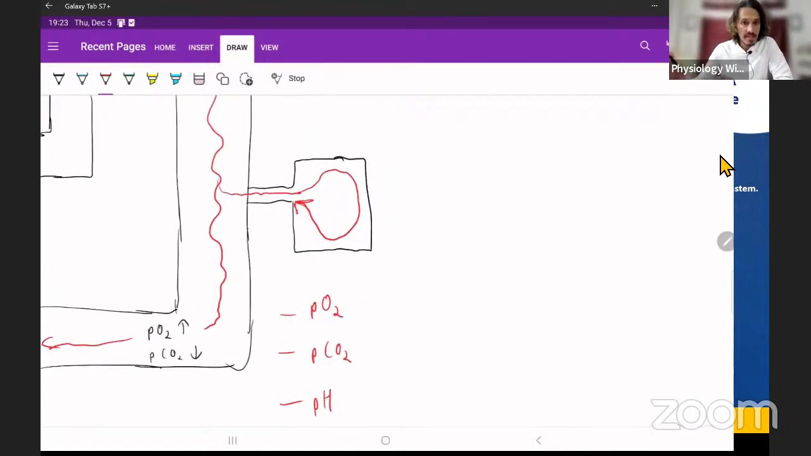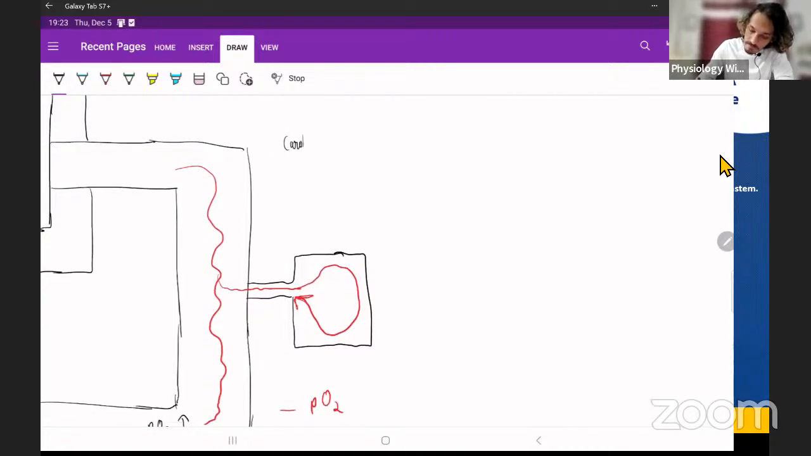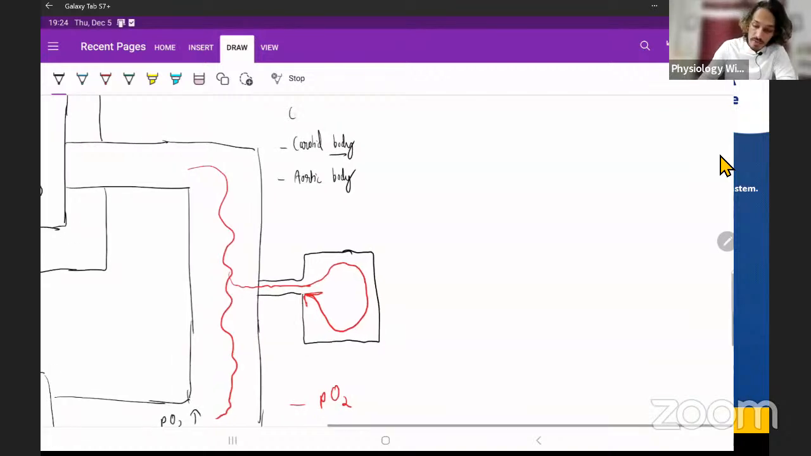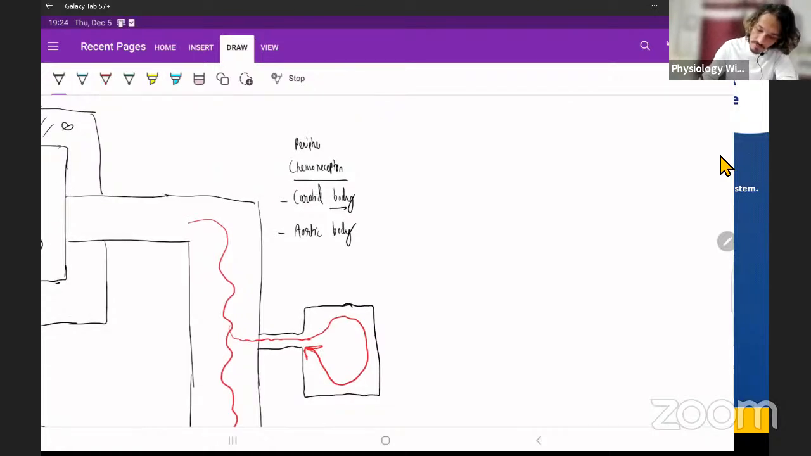Now, these bodies can be of two types, in two locations. We have the carotid body and we have the aortic body. So these bodies are chemoreceptors. Instead, if you have the carotid sinus, that is a baroreceptor. And what type of chemoreceptor? A peripheral chemoreceptor.